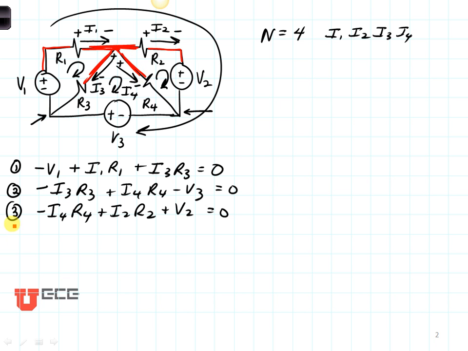So what I'm going to do for equation number 4 is I'm going to say all the currents coming in are equal to all the currents going out. Well, the current coming in is I1, and the currents going out are I2, I3, and I4. So here are my 4 equations for 4 unknowns.